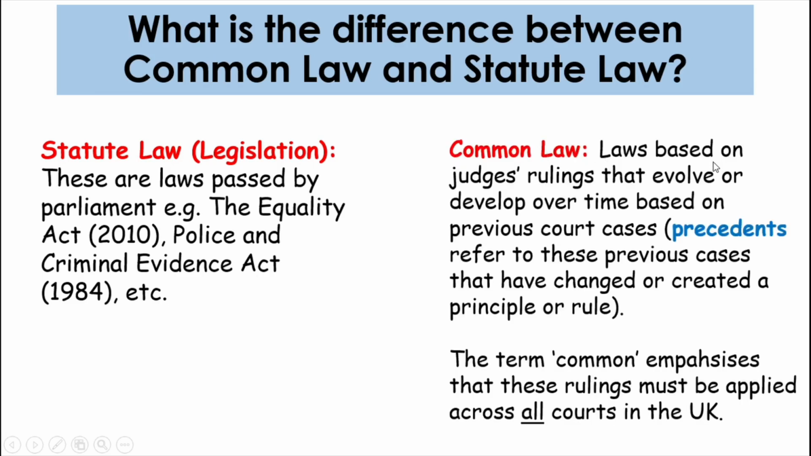These are laws based on judges' rulings that evolve or develop over time, based on previous court cases. These are called precedents. Precedents refer to these previous cases that have changed or created a principle or rule. For example, if a judge is confronted with a murder case, we know that murder cases can be very different from person to person, and therefore the situations and circumstances are completely different. This also means that the judge needs to provide a fair sentence that achieves justice. What the judge will do is base their opinion of the sentence on previous cases that are similar to the case that they're deciding the sentence for. These previous cases are called precedents.